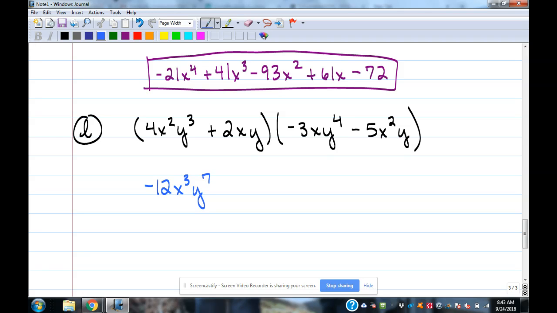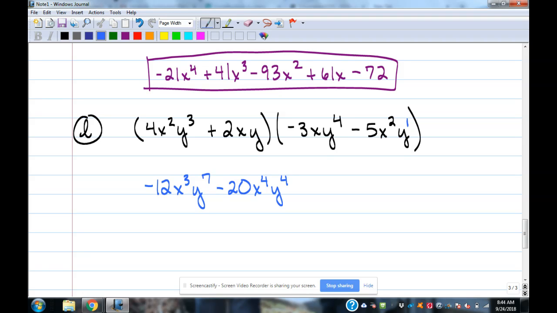And then 4x squared y cubed times 5x squared y. So 4 times negative 5, negative 20. X squared times x squared, x to the fourth, y cubed times y, y to the fourth. There's an understood 1 exponent on that plain y, if you were wondering where that's coming from. All right, so we've got the 4x squared y cubed multiplied out.